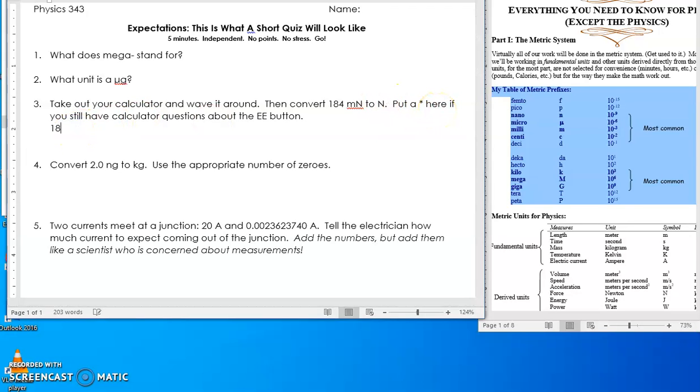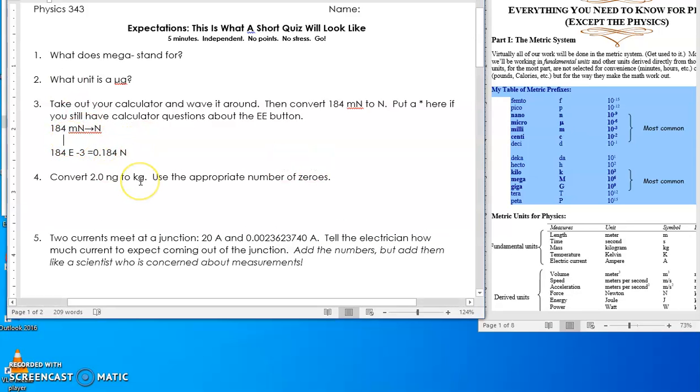184 millinewtons converts to regular newtons. That's one prefix. That's 184 times 10 to the negative third, which if you put it in your calculator or move the decimal 3 places this way, gives you 0.184 newtons. If you got that correct answer, then what you're doing is working. Use it. If you didn't get the correct answer, here's how to show your work.